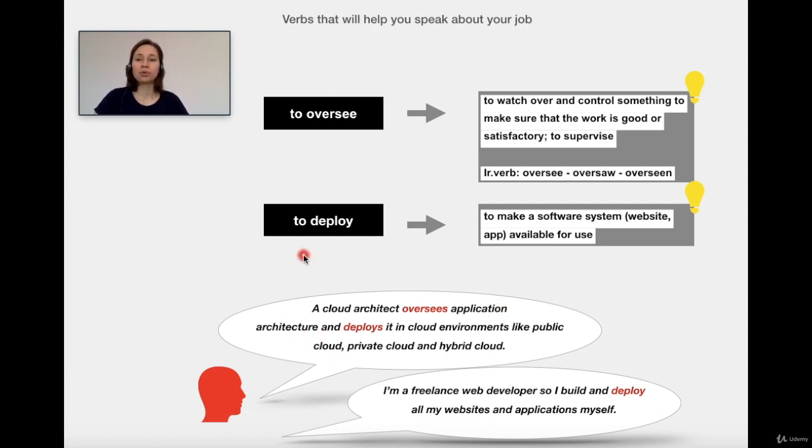The next word is to deploy. To deploy means to make a software system like a website or application available for use. It means that you give it to everybody, you make it available for everyone to use. Let's go back to this example. A cloud architect oversees application architecture and deploys it in cloud environments like public cloud, private cloud, and hybrid cloud. Another example is, I'm a freelance web developer, so I build and deploy all my websites and applications myself.